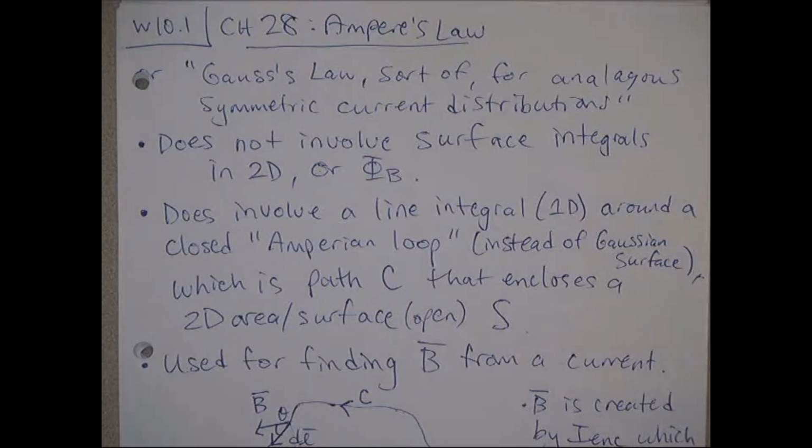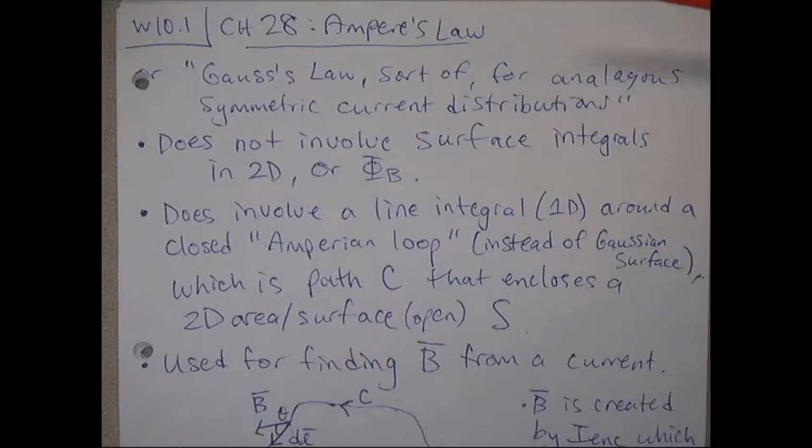Welcome back to Gauss's law for magnetic fields. Remember that we previously determined the surface integral of the magnetic field over a closed Gaussian surface equals 0, assuming that there are no magnetic monopoles in existence. The analogous tool for determining magnetic fields in situations with symmetric current distributions is Ampere's law.